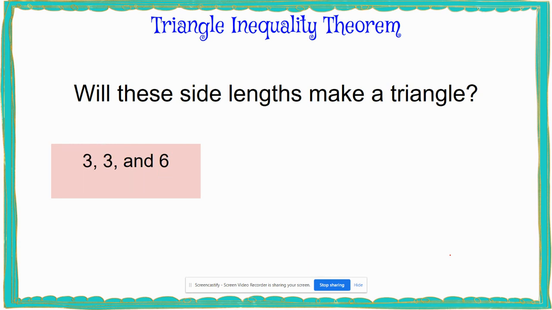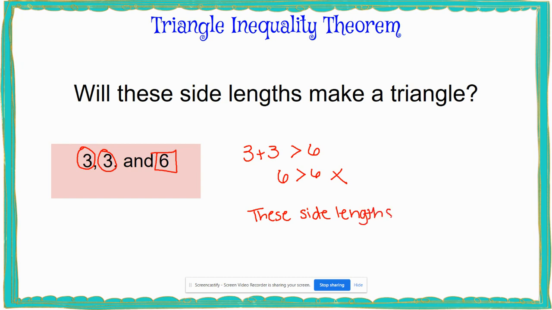Right, and then we have another example here where we have 3, 3, and 6. So our 2 shortest sides are 3 and 3. Our longest side is 6. If I do 3 plus 3, that needs to give me a number that is greater than 6. Well, when I do 3 plus 3, I get 6, and my statement says that 6 is greater than 6. Again, that's not true because 6 is actually equal to 6. So these side lengths do not create a triangle. And again, the reason is that 3 plus 3 is not greater than 6. It is equal to 6.